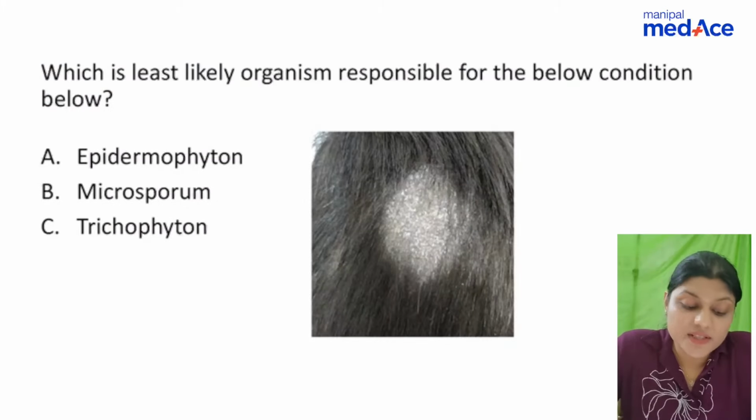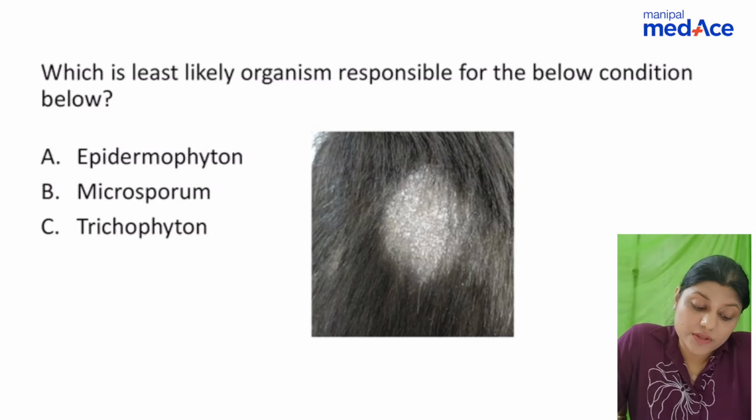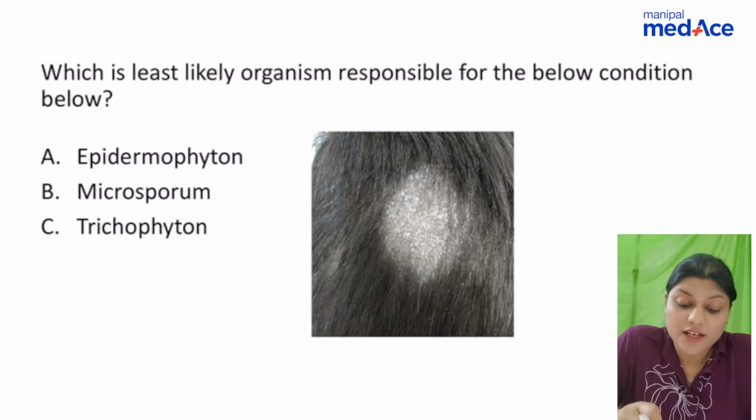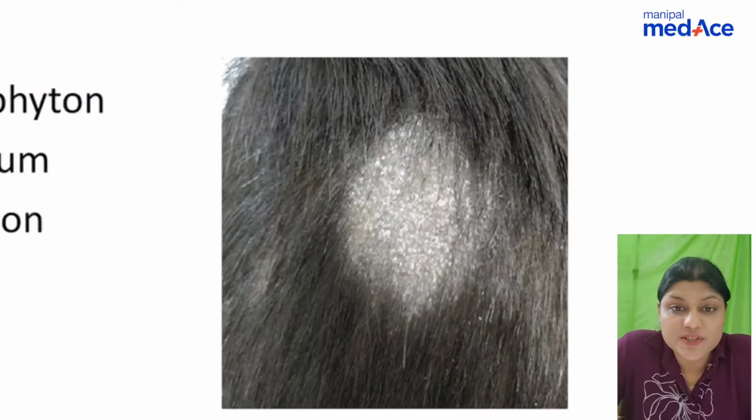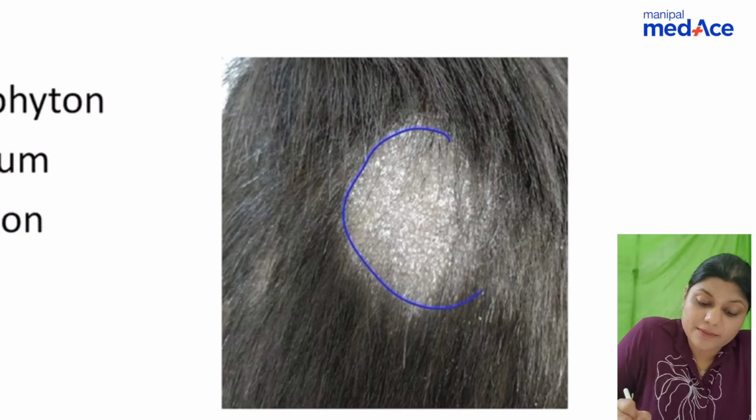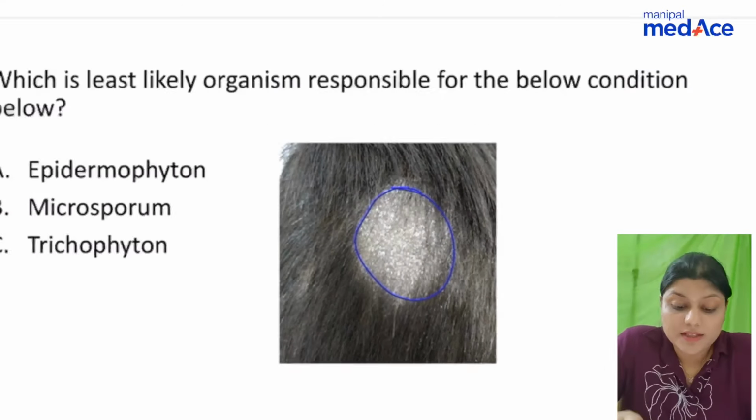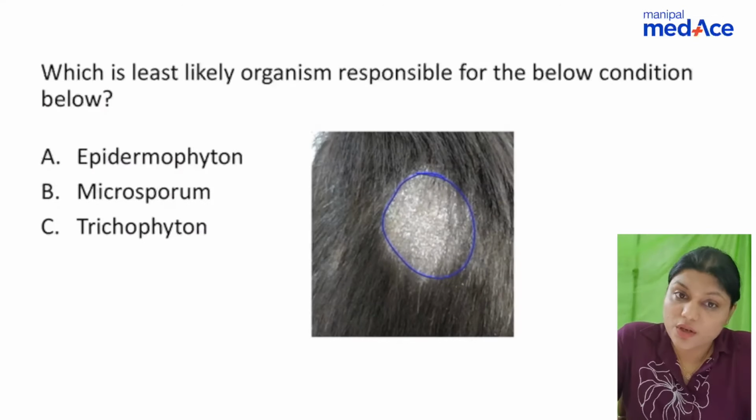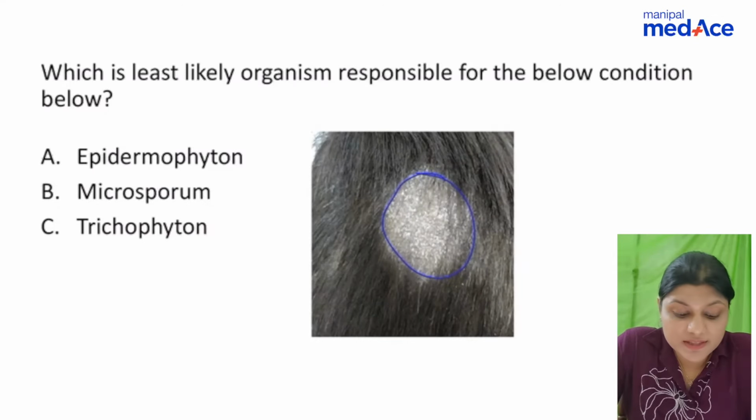The next question is, which is the least likely organism responsible for the below condition? The options are Epidermophyton, Microsporum and Trichophyton. In the picture, what you can see is the presence of a grey patch Tinea capitis. Grey patch is non-scarring Tinea capitis caused mostly by Microsporum species.